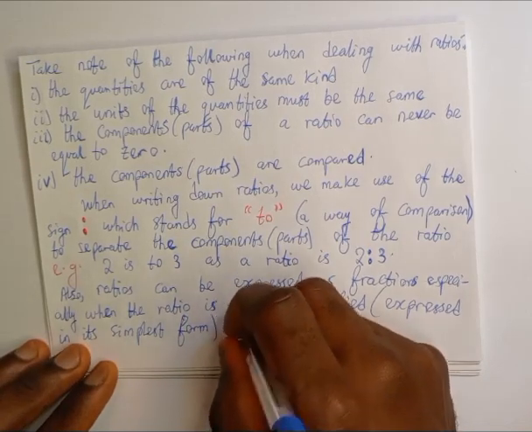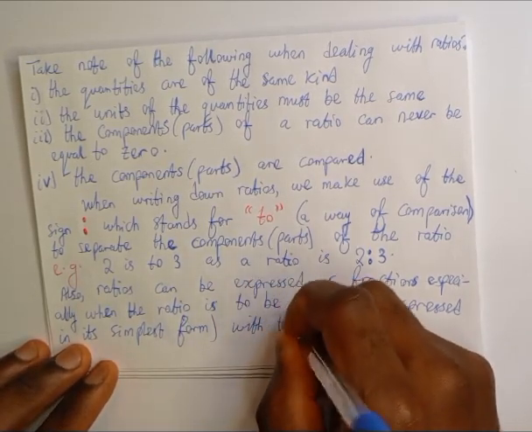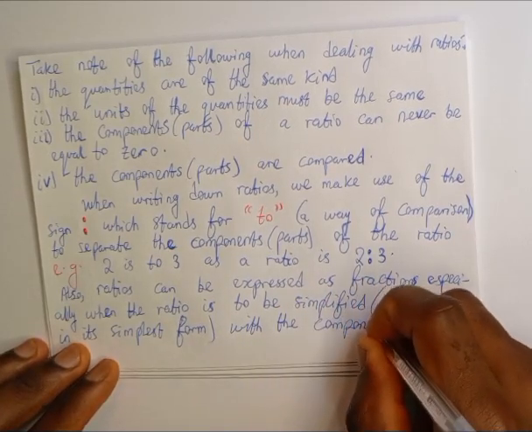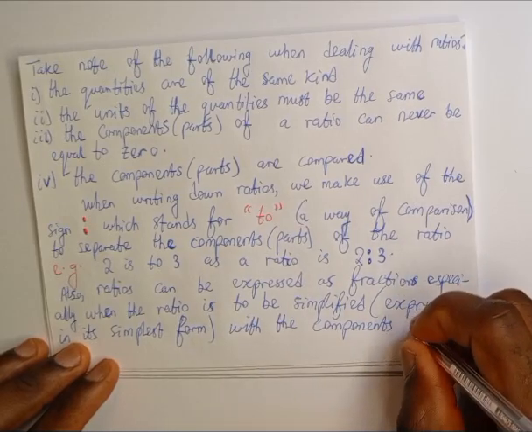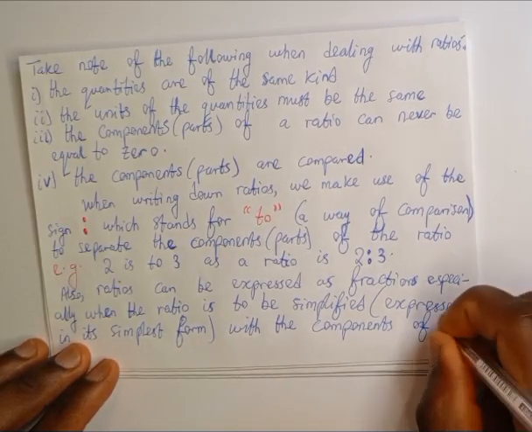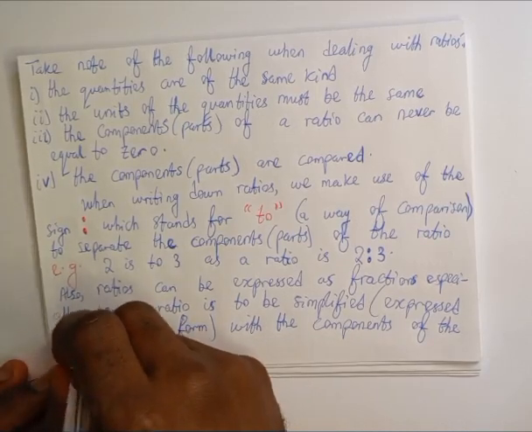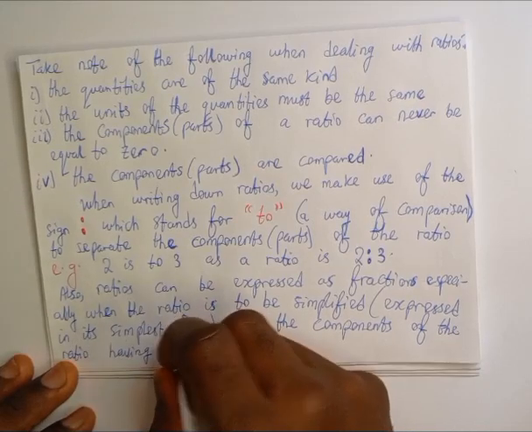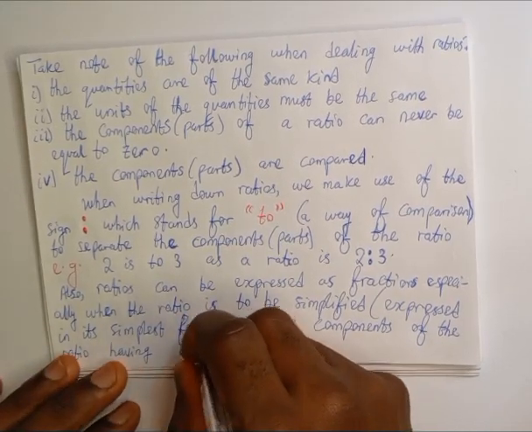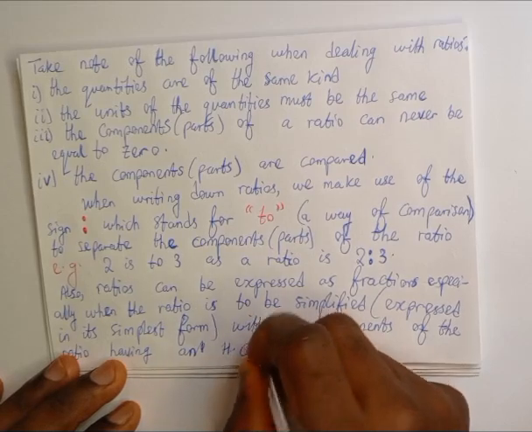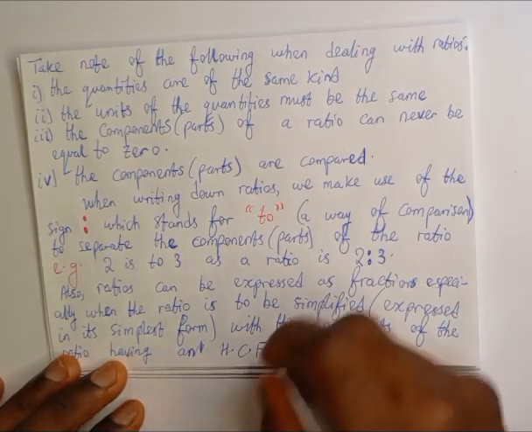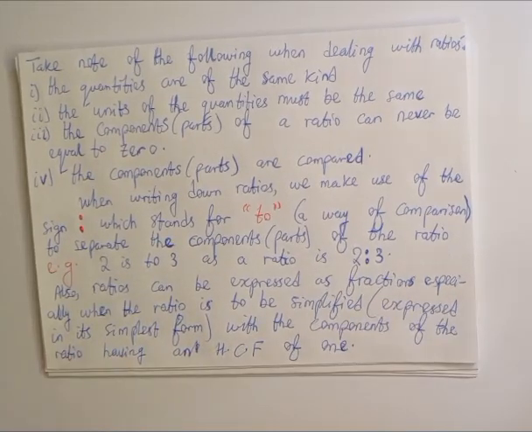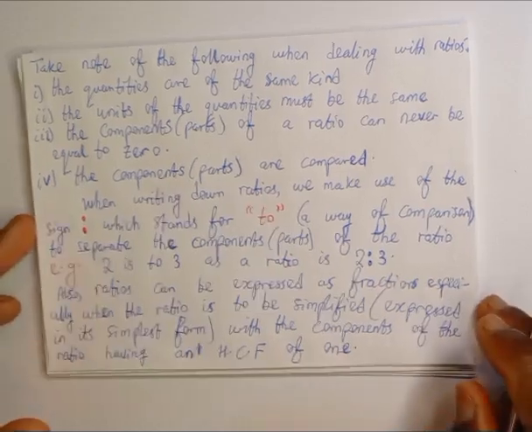Close the bracket with the components, that is the components of the ratio having an HCF, highest common factor, of 1. That means the components of the ratio, they are relatively prime. That's how we are going to say it.